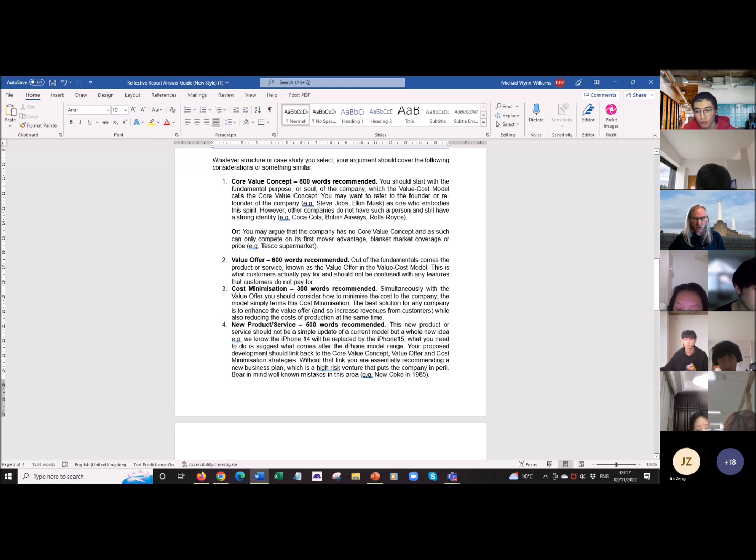So cost minimization, although it's only 300 words, absolutely vital that you always include cost minimization with the value offer. It might simply be, and this is why it's only 300 words, it might simply be economies of scale. So how does Toyota minimize its costs? It has huge factories. How does Tesla minimize their costs? In exactly the same way. They just have big factories. Yeah, so it's not really a big deal, but you must always look at the two together.